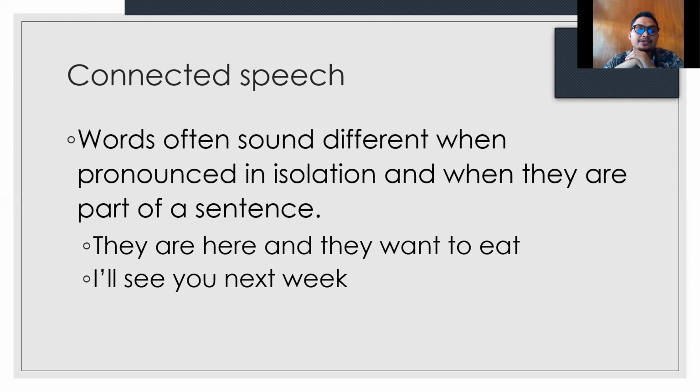And then for the second example, we have "I'll see you next week." I'll see you next week. Not "you" separately, but "I'll see ya next week." So that is the thing that happens when you pronounce words in an isolated way compared to pronouncing them in a complete sentence. All right, so that is the example of connected speech.